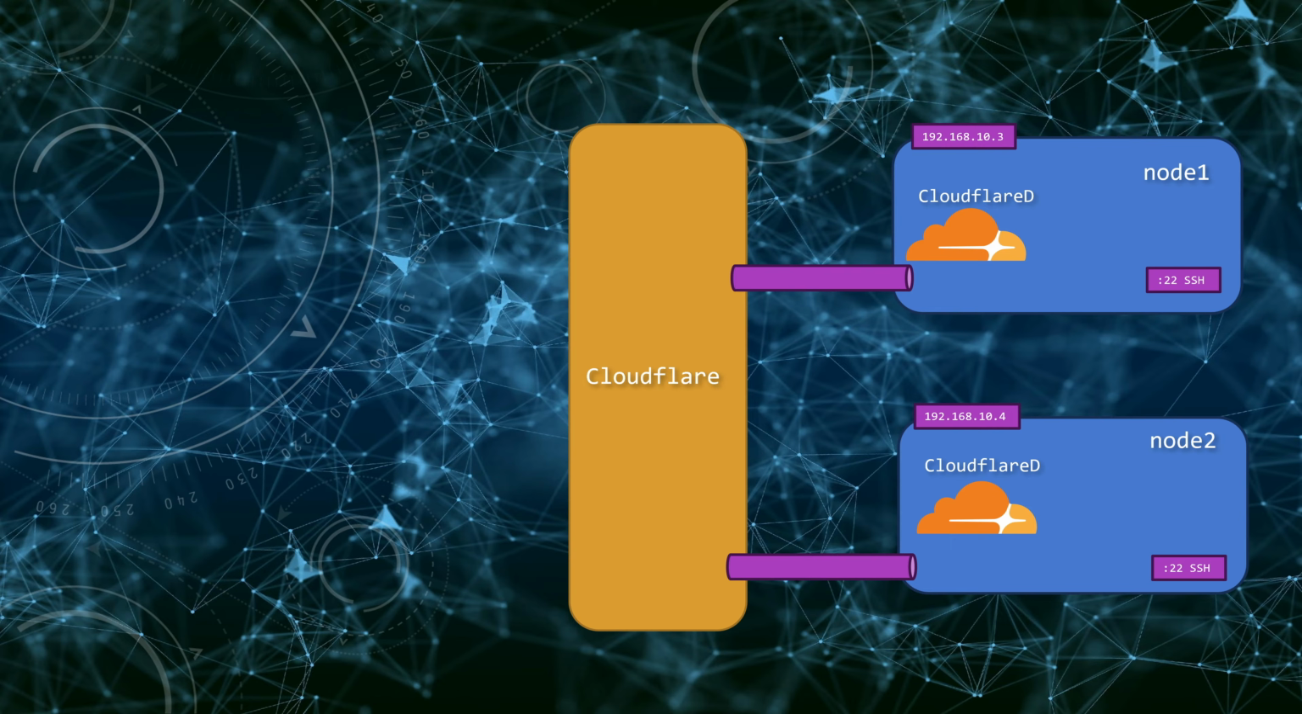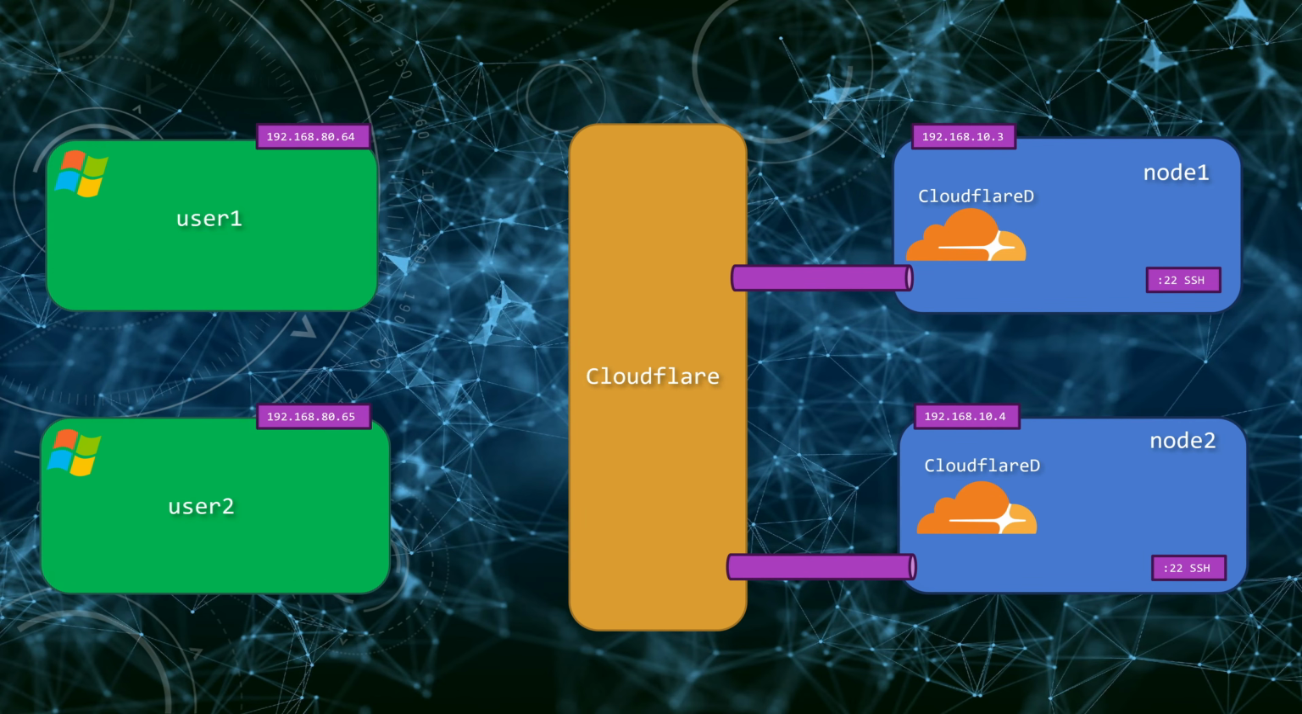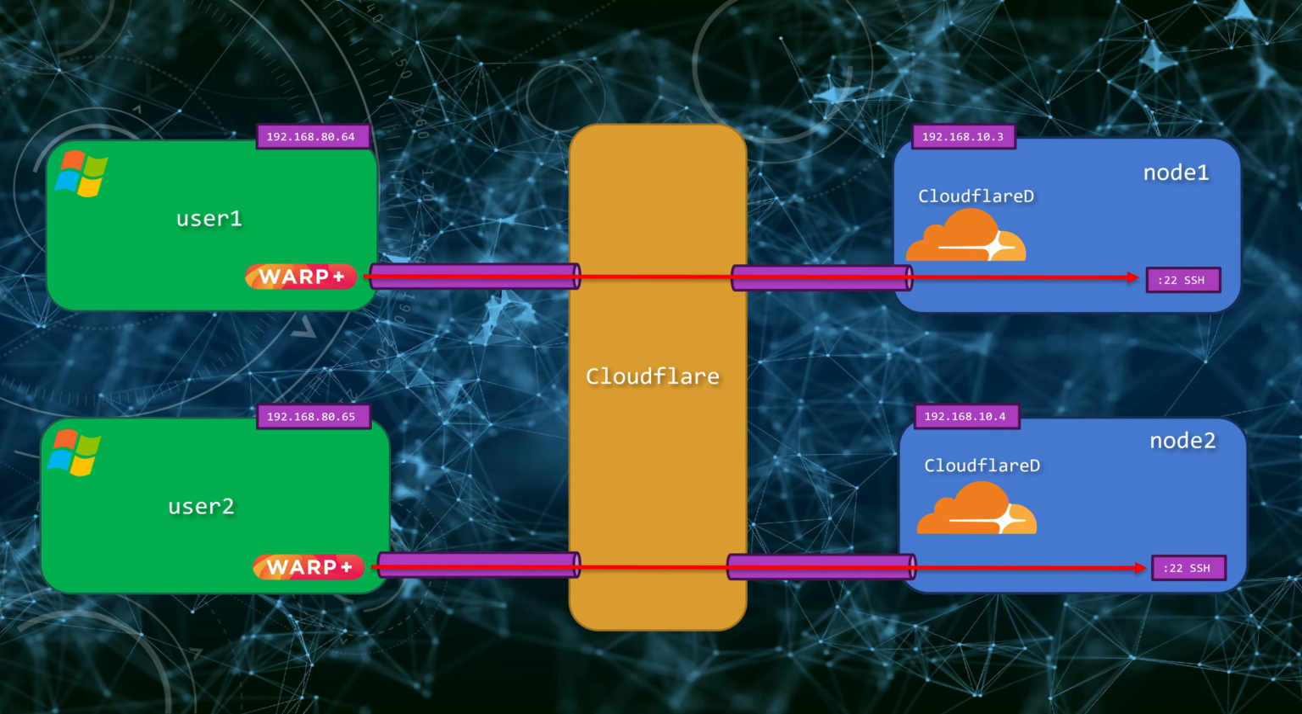Both servers have user 1 and user 2 accounts set up. On the client side, we have two Windows machines, one for user 1 and the other for user 2. These machines are running the Cloudflare WARP agent, which creates a WireGuard tunnel to the Cloudflare infrastructure, allowing secure connectivity to the servers. With this setup, clients can securely access the servers via SSH, with all the traffic tunneled through Cloudflare's network. The servers do not require a public IP address or have their SSH service exposed to the internet. Instead, the SSH traffic reaches the servers through the pre-established Cloudflare tunnel.